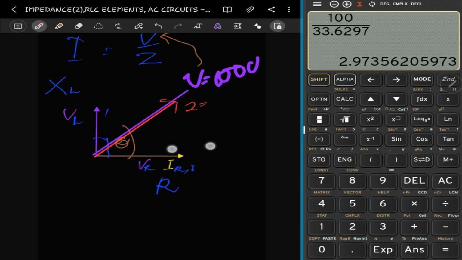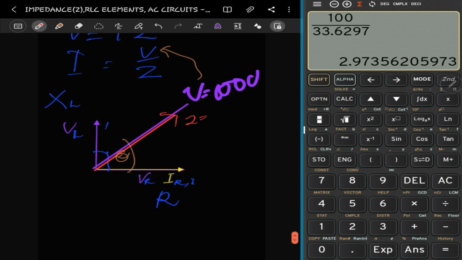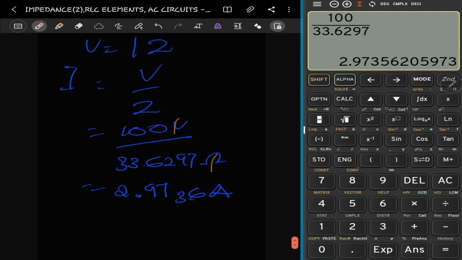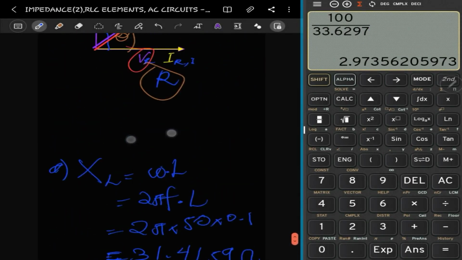And then we want the phase shift. The only way we can find the phase shift, as we said, is either we use this and this, or we use this and this. So you look at what you have. Do we have the voltage in the inductor and the voltage in the resistor? No. What we have is the XL, the inductive reactance, and the resistance. So we use that, per the phasors.